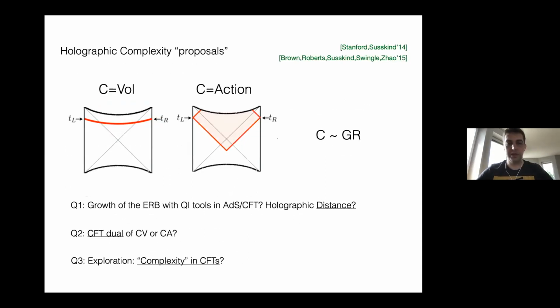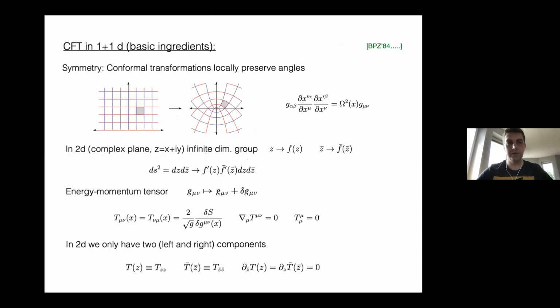Okay, are there any questions about this part? Okay, great. Then I'll go to the basic introduction.